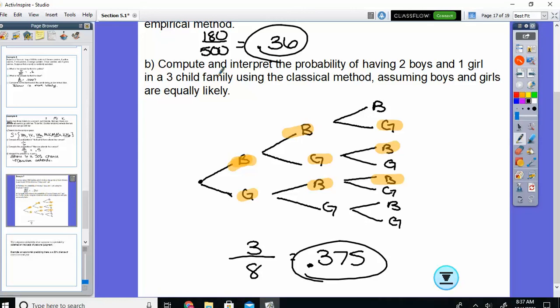Where did you get the 8 from? I looked at my final branch, how many different paths there were. So I just really counted how many outcomes were in that last section. Yes? So if we're doing the empirical, then we just look at the actual numbers they gave us, but the classical, we have to look at your outcomes. Look at all the possibilities. Okay. All right.